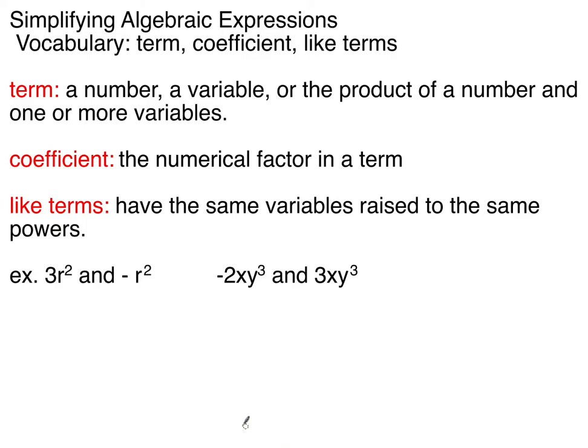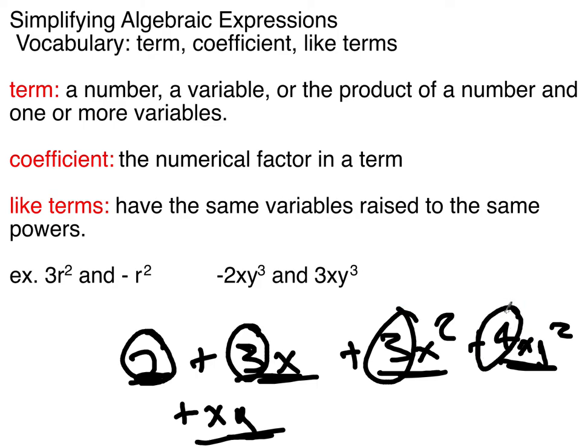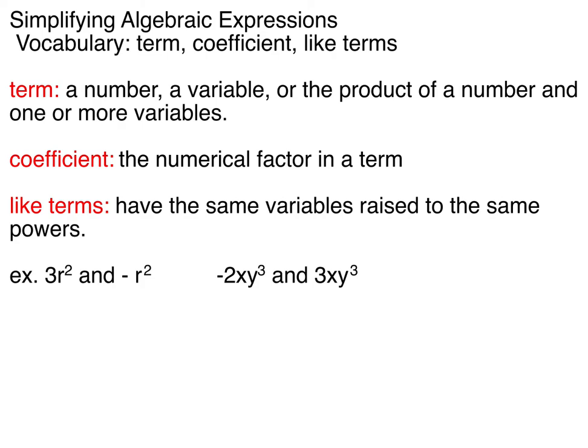A coefficient is the number factor of a term. So let me bring this back. So this would be a coefficient. This is a coefficient. This is a coefficient. This is a coefficient. And then the coefficient here would be 1. Okay, even if I don't have it written out. So the coefficient is the number part of a term.